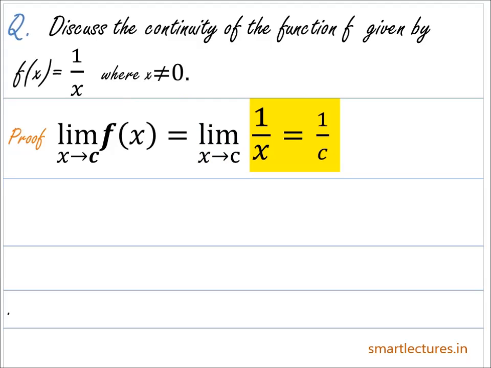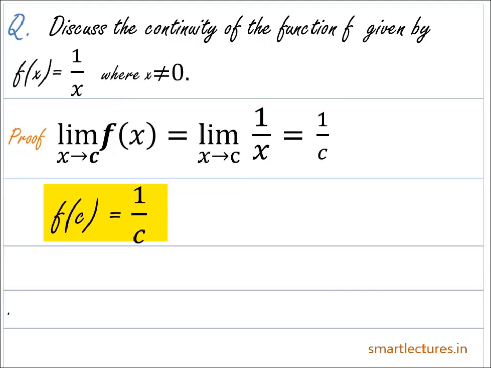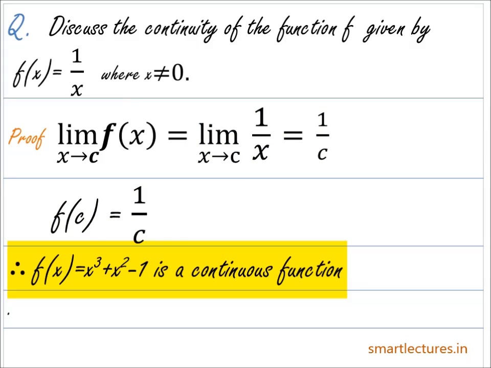And what is the value of the function at point c? The value of the function f of x at point c, or f of c, is equal to 1 upon c. And again here, the limit of the function at the point c is equal to the value of the function at the point c. That means the given function f defined by f of x equal to 1 upon x, where x is not equal to 0, is a continuous function.